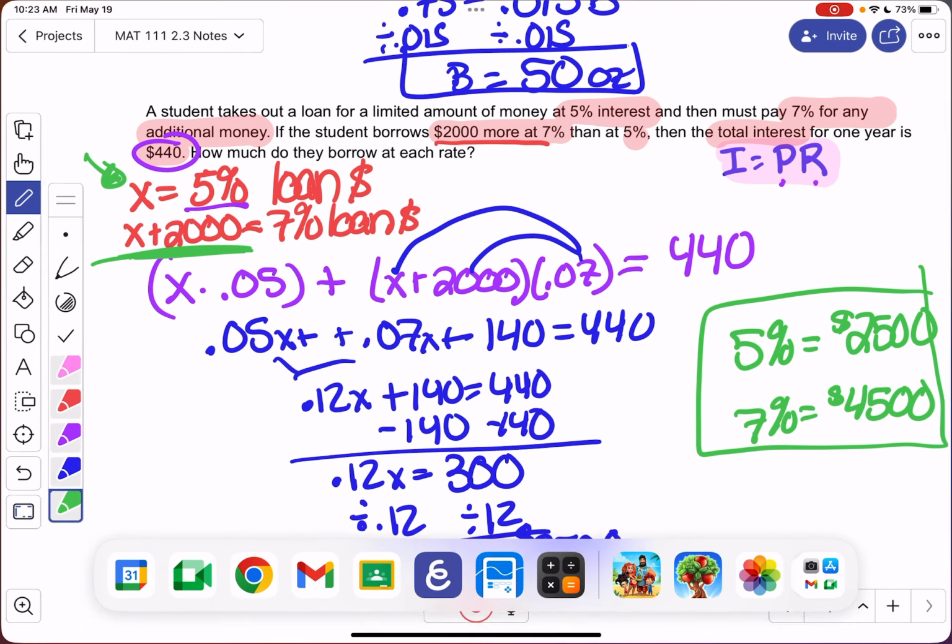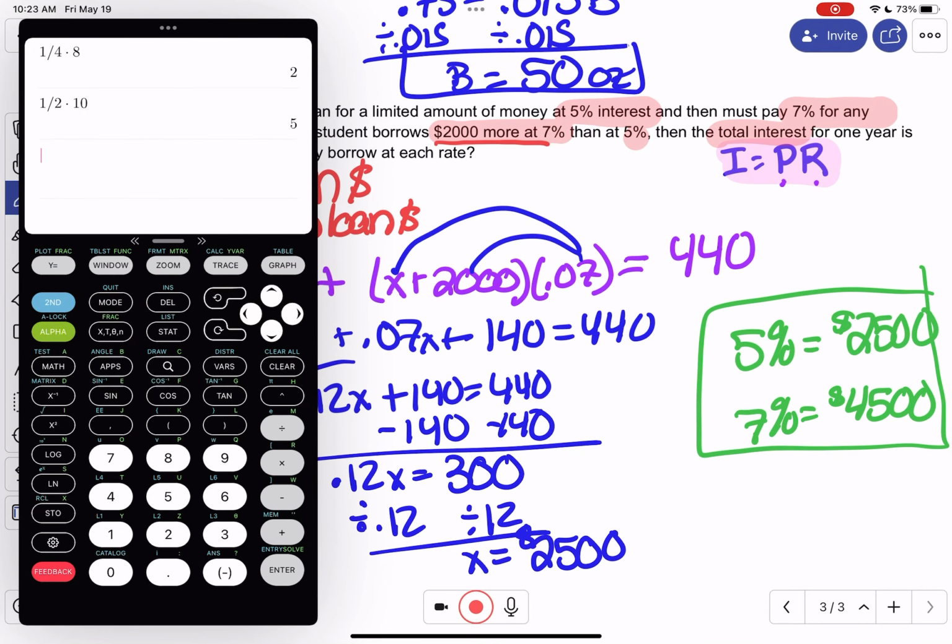Well, we plug it in with our percents and see. So 5% times 2,500 plus 7% times 4,500 gives us 440. So the calculator shows us that that matches, so these are correct. That is 2.6. Let me know if you have any questions.